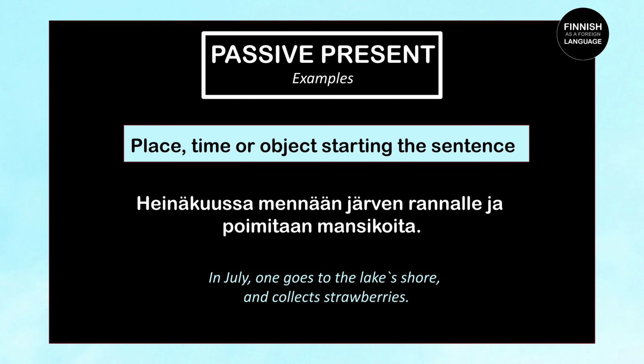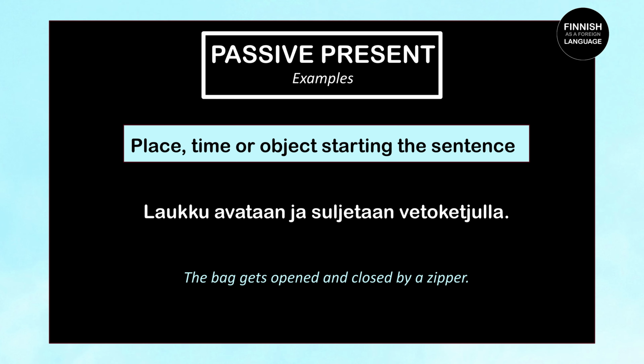Avataan ja suljetaan are both verbs standing in the passive present. The basic forms are avata, which means to open, and sulkea, which means to close. And then we have vetoketjulla, which means by a zipper. It's the adessive case of vetoketju, which means zipper.